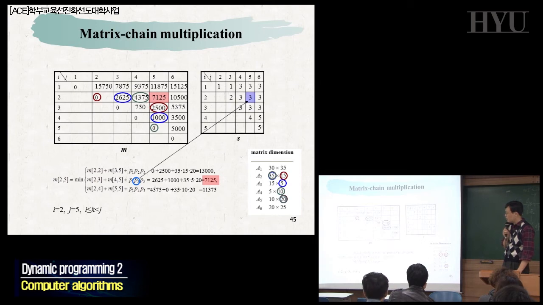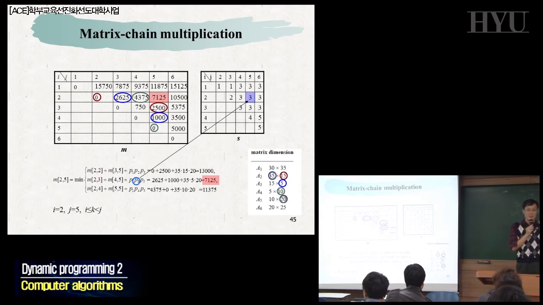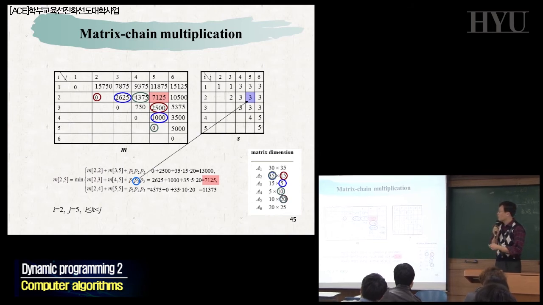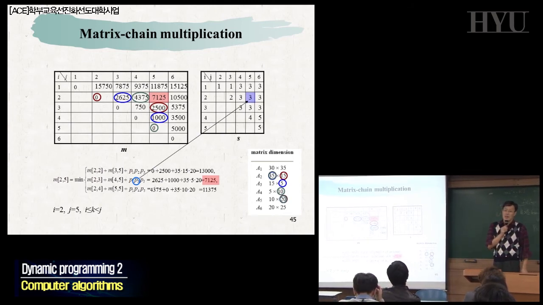Similarly, we can compute the values. So we enumerated all the values. Then what is the minimum? This is the smallest one. So we store it in the entry.